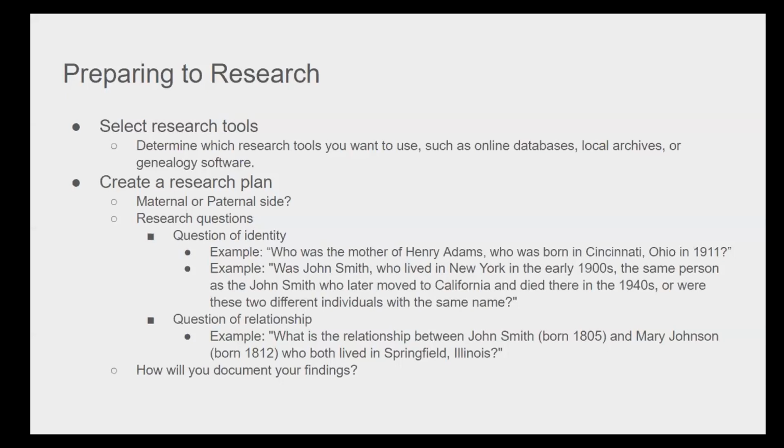And during the course of your research, one question will probably trigger multiple others. So you could inquire, was the John Smith who resided in New York in the early 1900s the same individual as the John Smith who later relocated to California and passed away there in the 1940s, or maybe they were distinct persons sharing the same name. The question regarding identity might arise when you have records that suggest two similarly detailed John Smiths in different locations, but the aim is to determine whether they're the same person or separate individuals.